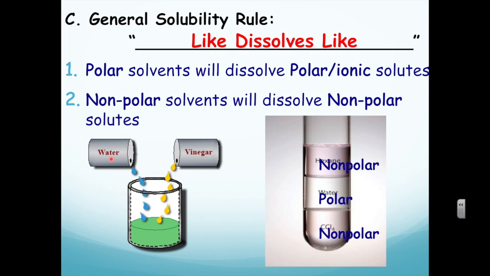All right. Now, water and vinegar will actually mix together because water is polar and vinegar is also polar. Okay, because that is a type of acid. We'll get to that in acids, bases.